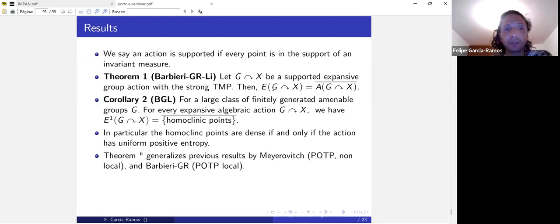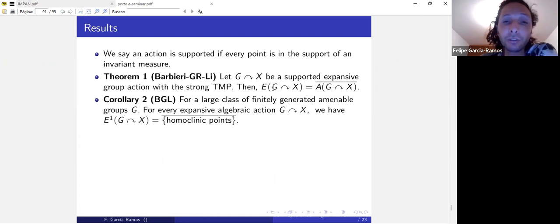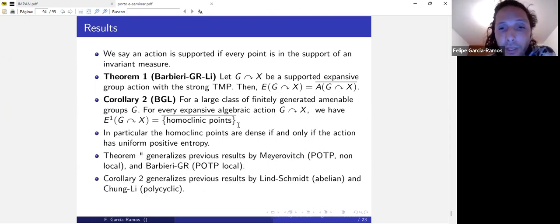And from this result you can get, okay, so this is the algebraic version. So for a large class of finitely generated groups, and for a large class, it means elementary amenable groups, you will have that the entropy points are the closure of the homoclinic points. So this is kind of like the local version of the results.